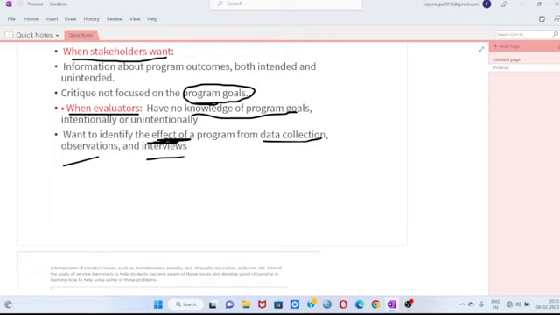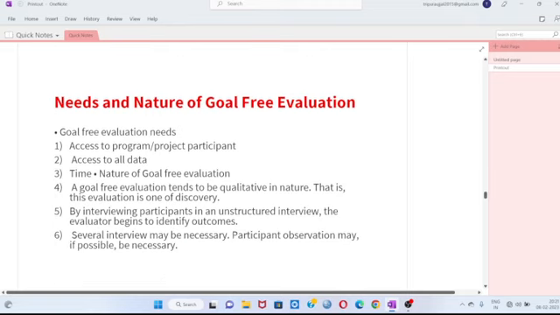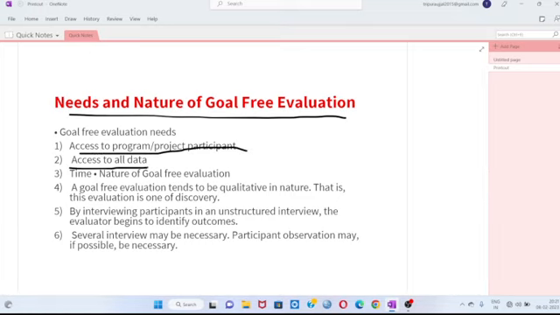So for that particular person, now you are going to a marriage to collect the data and you will observe how they are doing, or in the marriage you are collecting information and interviewing. Yeah, this is the need and nature. Why is this goal free evaluation required? Because it assesses the program and the participants, and assesses all the collection about the marriage: how many people came, how it was organized, and the time.